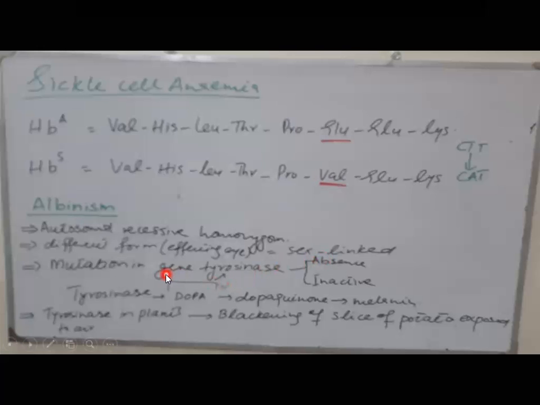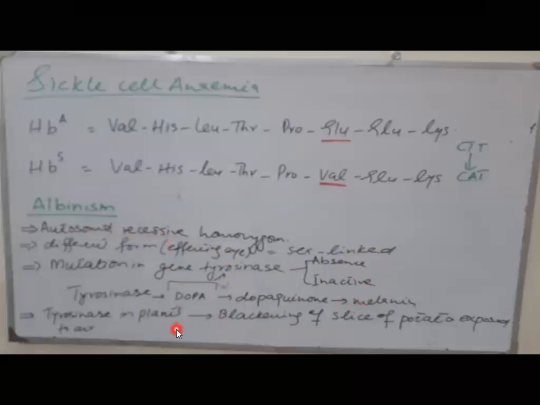What happens in this case? There is a gene, tyrosinase. Its effect is that it converts dopaquinone into melanin, so melanin will become active. If the gene is absent or inactive, as in albinism shown by the autosomal homozygous recessive condition, there will be no conversion into melanin. That is why the melanin will not be produced.